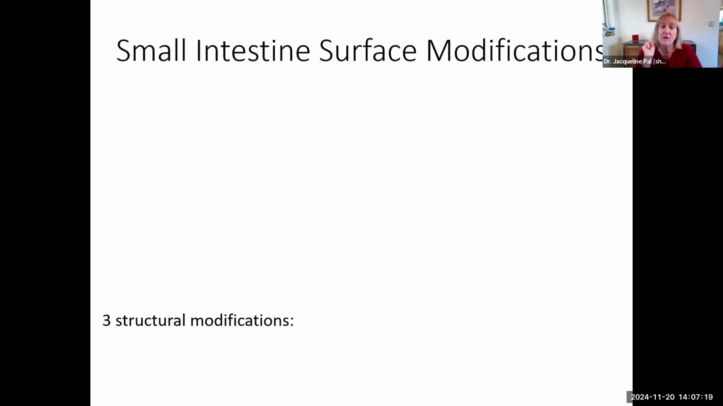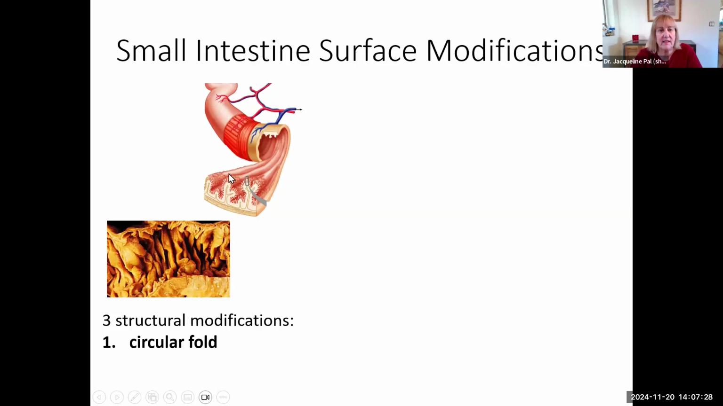So there are going to be 3 structural modifications we're going to learn about. The first are circular folds. Circular folds are these things that look like speed bumps. Okay, so there's the cartoon drawing of the speed bump, and here's the actual photograph of a piece of intestine where you can see the circular folds. And they do just what speed bumps do. They slow down how fast the chyme that has left the stomach can travel through the small intestine. There are going to be lots of circular folds in the duodenum, and as you move distally, they will decrease in number.